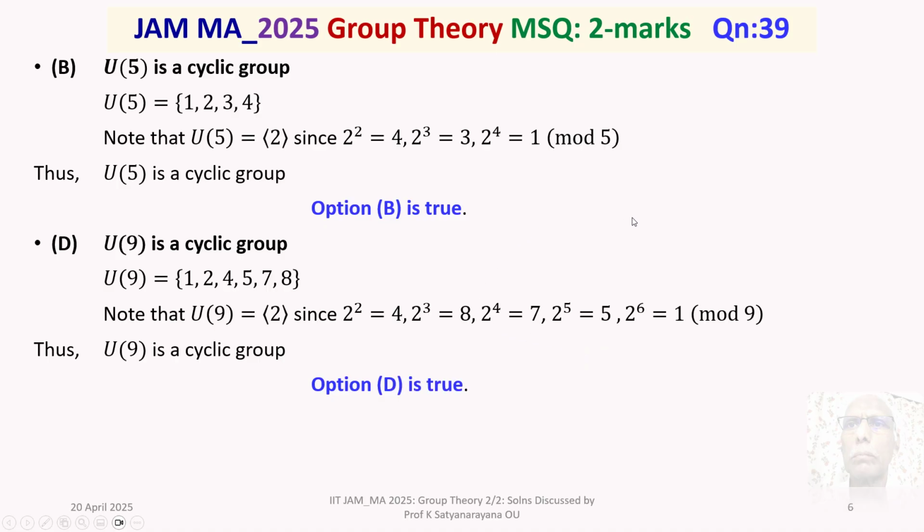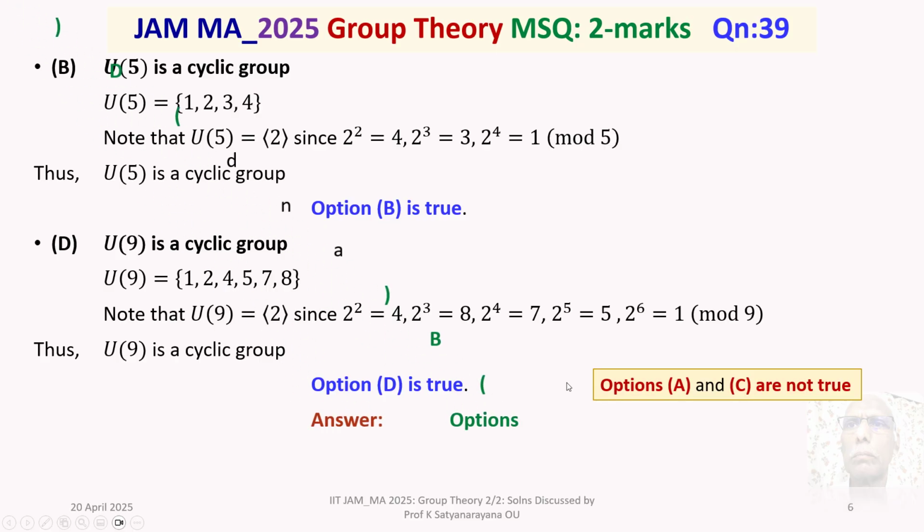Option D is true. We have already seen options A and C are not true. Now options B and D are true. Therefore, the answer to this question is options B and D. That is the detailed discussion of the solution of this problem from group theory. And it is a very simple and straightforward question.